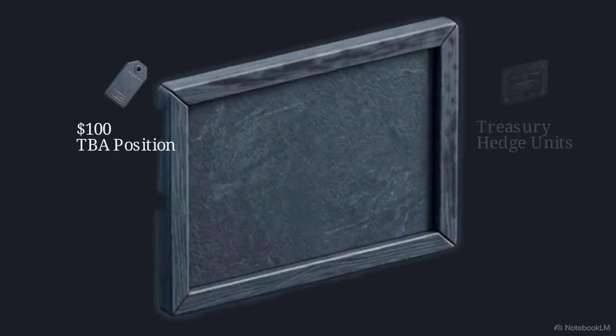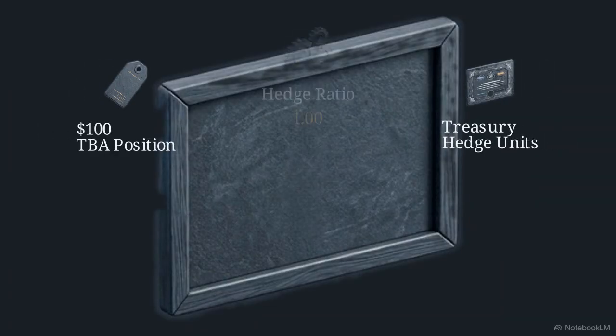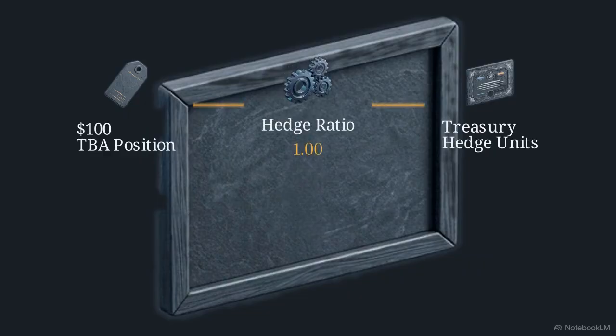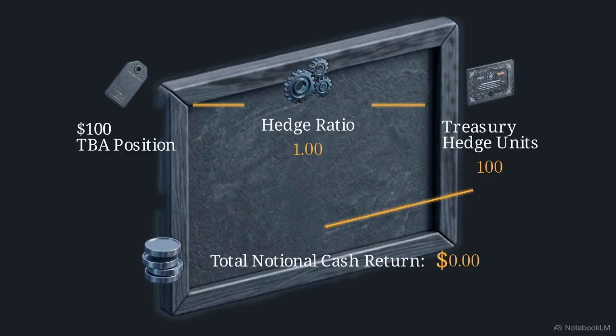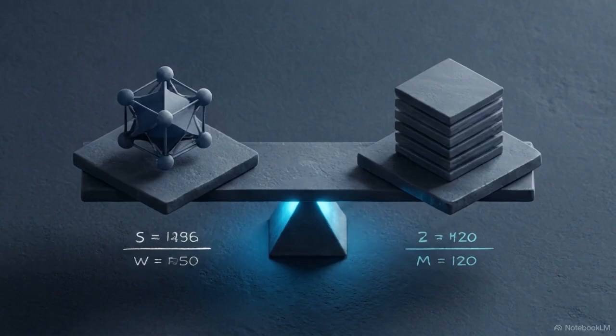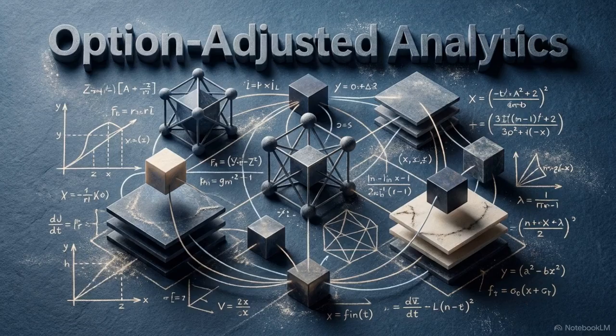If an investor allocates $100 to a TBA position, they must calculate the exact treasury units needed to hedge it. Applied hedge ratios determine those treasury units, which then adjusts the total notional cash return on the treasury side. The accuracy of that entire balancing act hinges on the duration source you select. You can use OAD, which relies stiffly on standard model-generated duration.